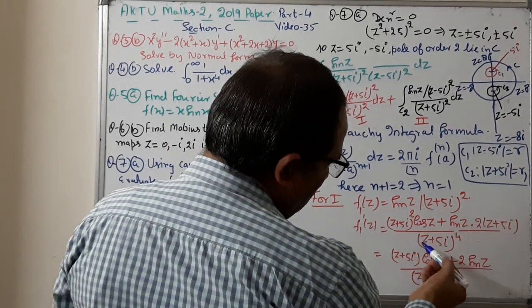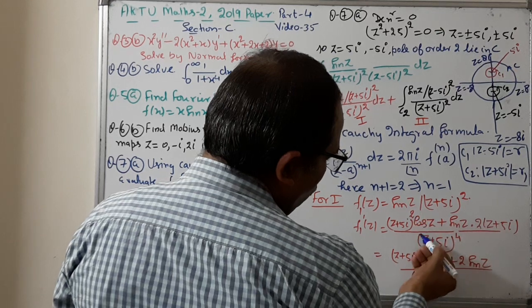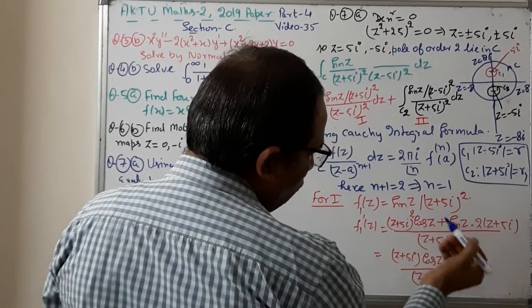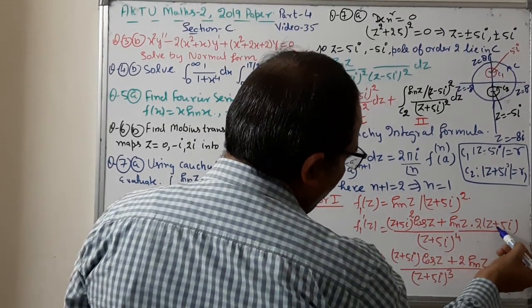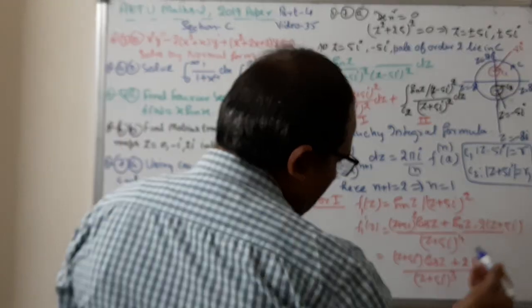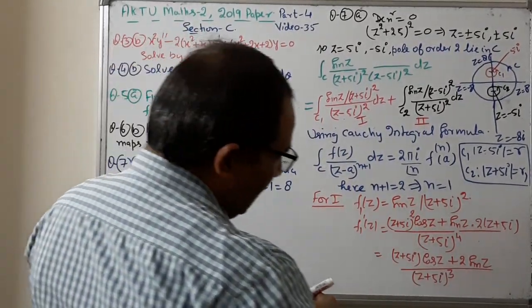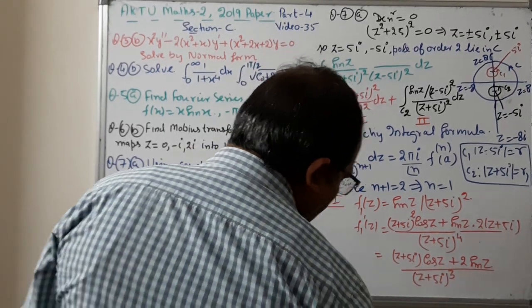f dash z is equal to (z plus 5i) to the power 4 in the denominator, into (z plus 5i) squared times the differentiation of sin z, that is cos z, plus sin z times the differentiation of the denominator, which is 2 times (z plus 5i). Taking z plus 5i as common and cutting it down, we get (z plus 5i) cos z minus 2 sin z upon (z plus 5i) cubed.